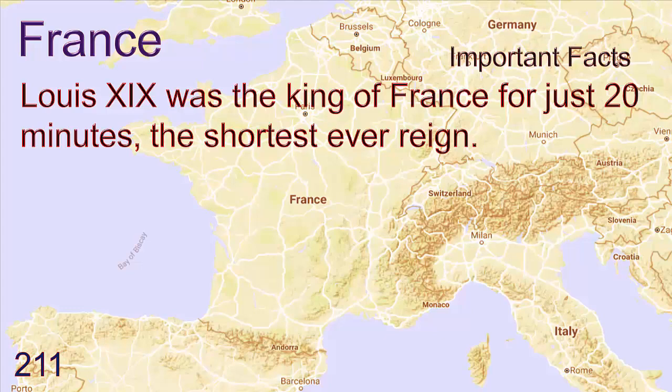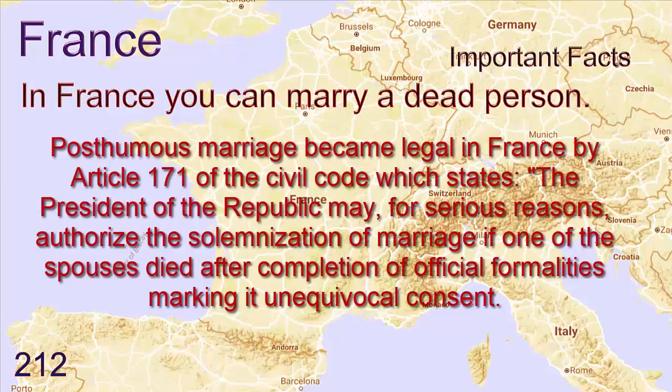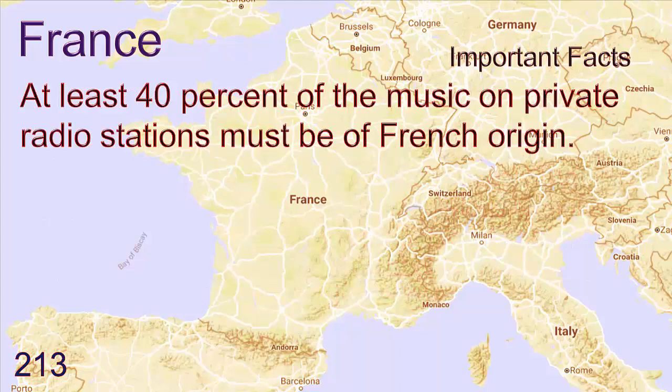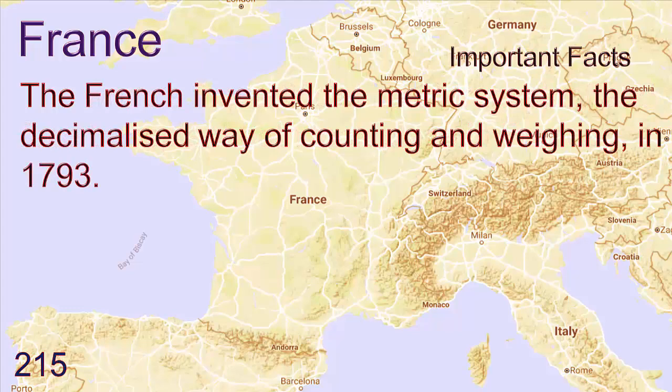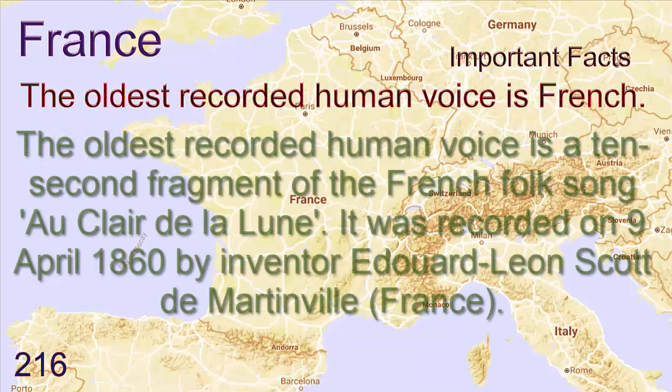Louis XIX was the King of France for just 20 minutes, the shortest reign ever. In France, you can marry a dead person. At least 40% of the music on private radio stations must be of French origin. The world's first artificial heart transplant and face transplant both took place in France. The French invented the metric system, the decimalized way of counting and weighing, in 1793.